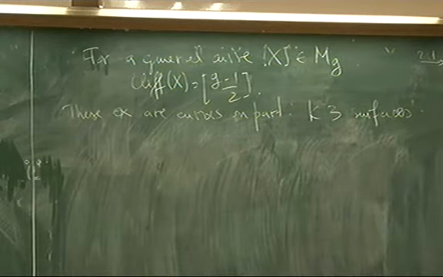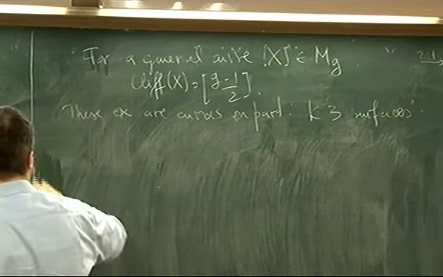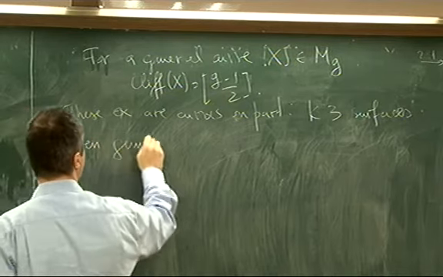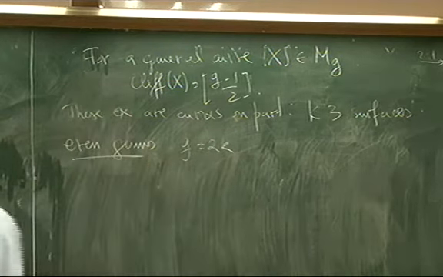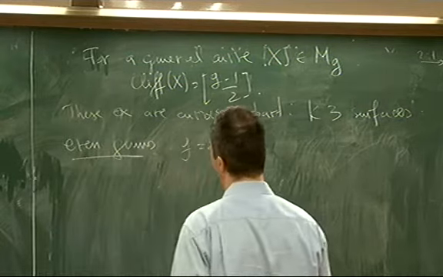And these K3 surfaces are the following. I'm just going to give them. There are two cases. The first is for even genus, g is 2k. So that was the first paper.